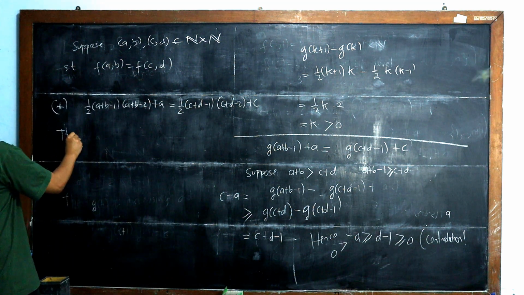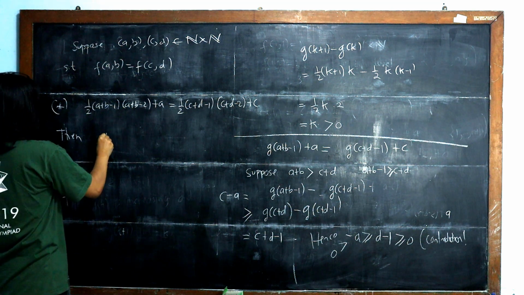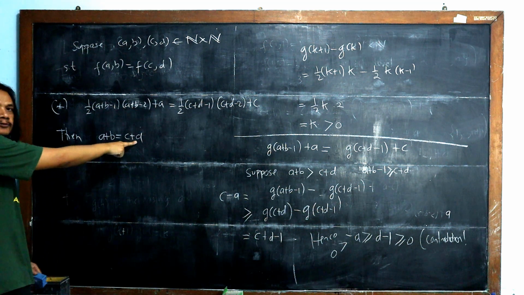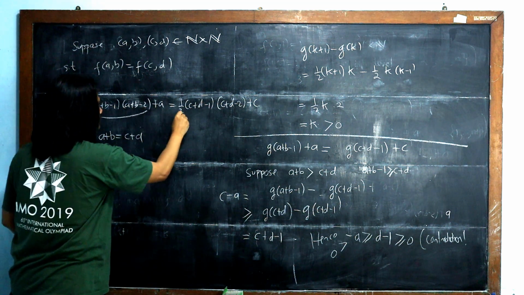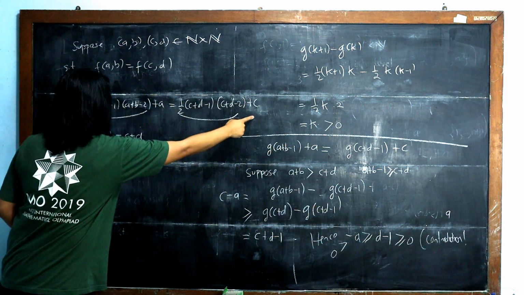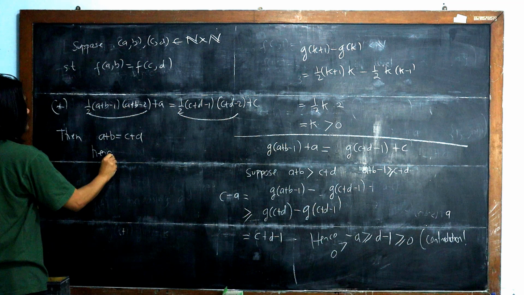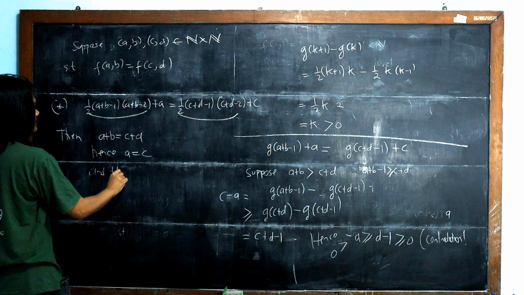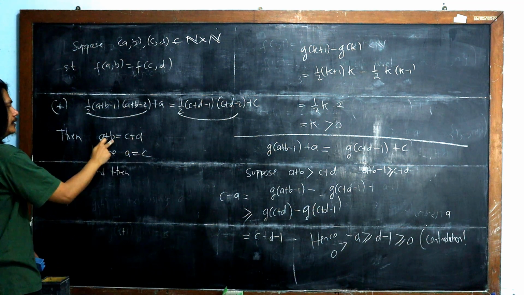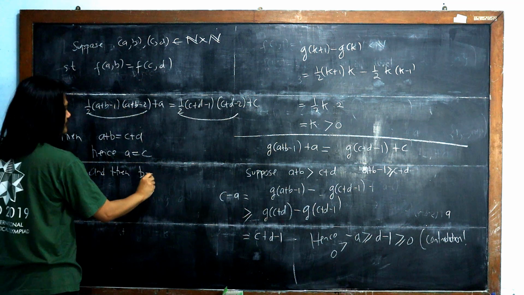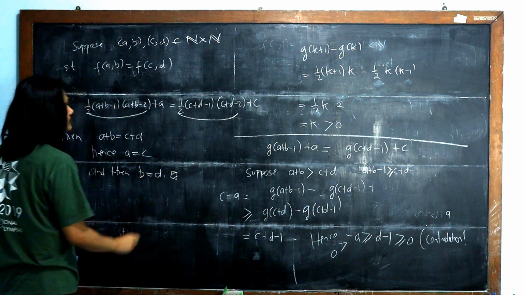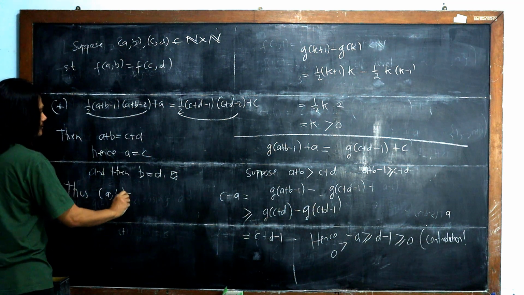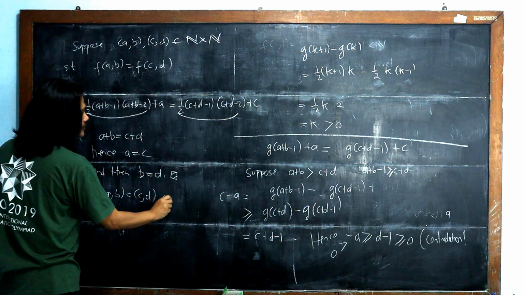a plus b is equal to c plus d. If a plus b is equal to c plus d, then this guy is equal to that guy. Therefore, a is equal to c. Hence, a is equal to c. And then, because a is equal to c, then certainly b is equal to d. Okay. So therefore, thus (a, b) is equal to (c, d) and F is injective.